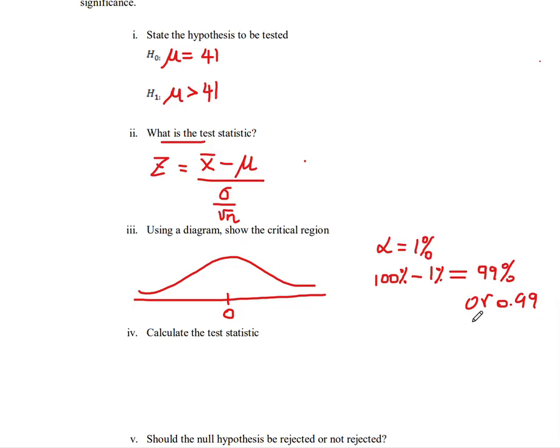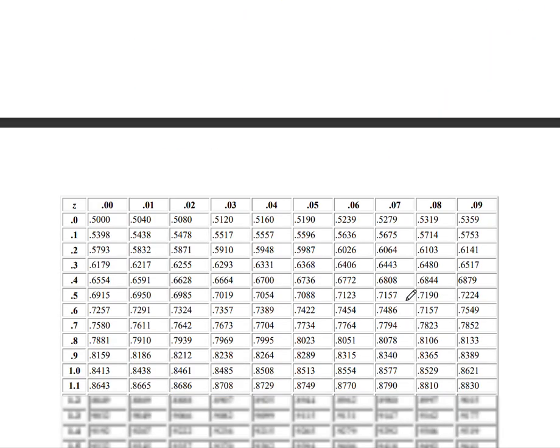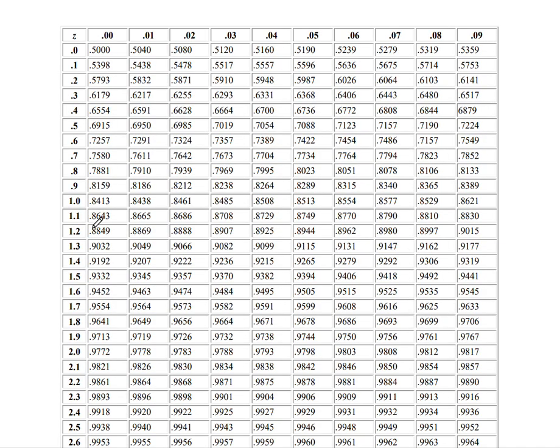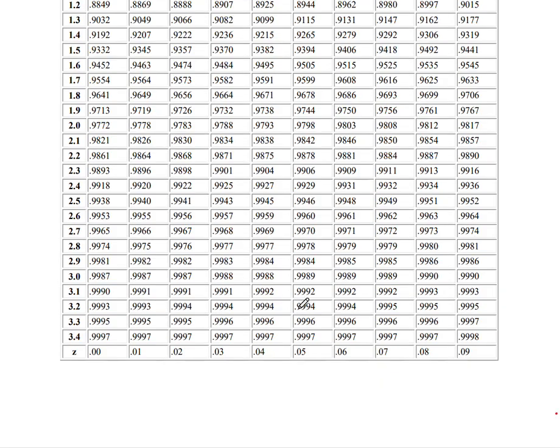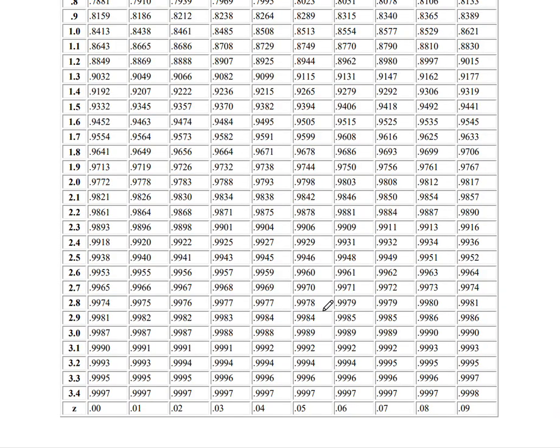So now that we have found this probability value of 0.99, we're going to look for it in the body of the standard normal table in order to determine the critical value that we will mark on the standard normal curve. So I go to the standard normal table and look in the body, which is where the probabilities are. What am I looking for? I'm looking for 0.99 or the closest value to it. The closest value to 0.99 here would be 0.9901.